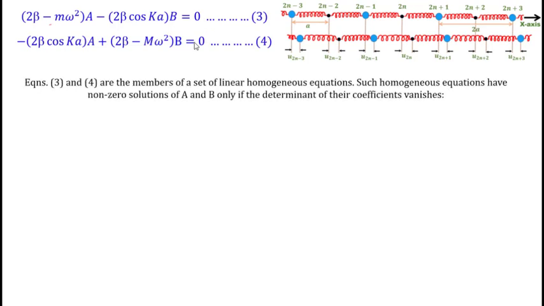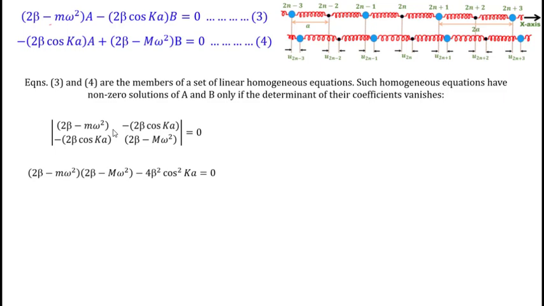So we have expressed the parameters capital A and capital B as a set of linear homogeneous equations. Such a set of linear homogeneous equations have non-zero solutions of A and B only if the determinant of their coefficients vanishes. The determinant of their coefficients would look like this. Now, if we expand this determinant, we'll get this. That is, this multiplied by this minus this multiplied by this. So minus minus becomes plus, and so there is an extra minus sign over here.